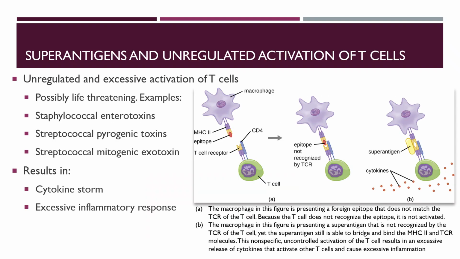Superantigens and unregulated activation of T cells. Unregulated and excessive activation of T cells can be life-threatening. Some examples of bacteria that cause this are streptococcal enterotoxins, streptococcal pyogenes toxins, and streptococcal mitogenic exotoxins. This can result in what they call a cytokine storm, which is an excessive, overblown inflammatory response.